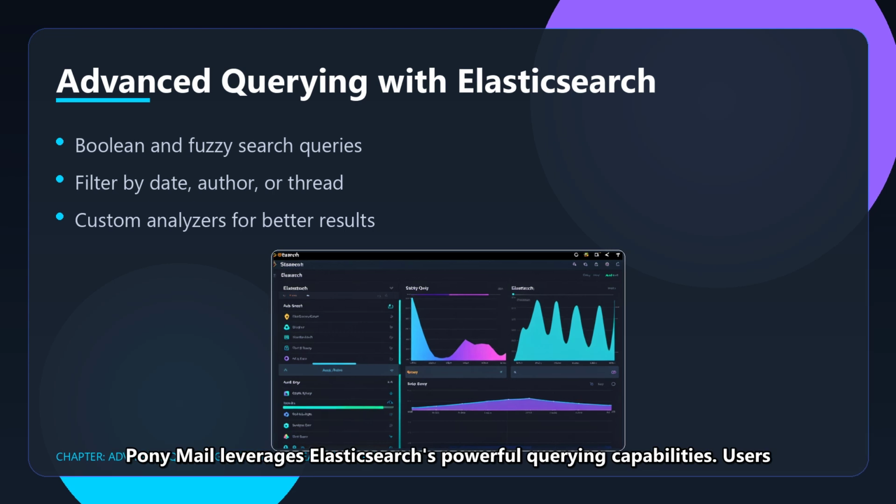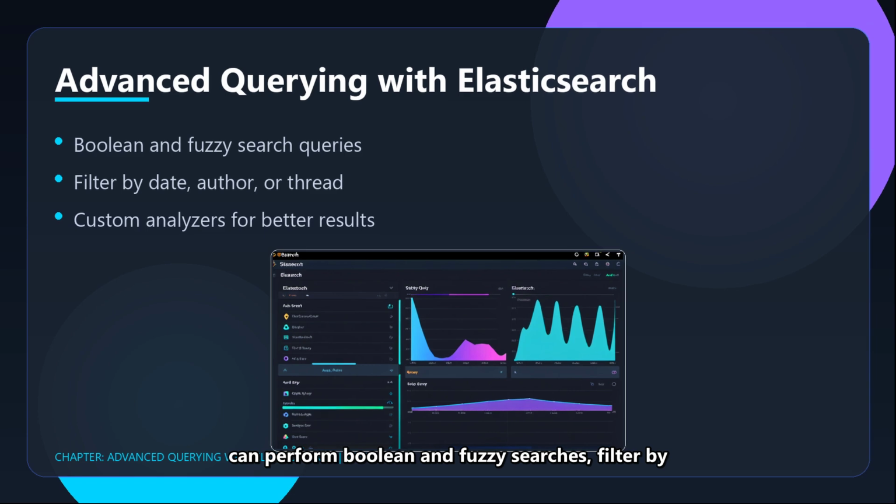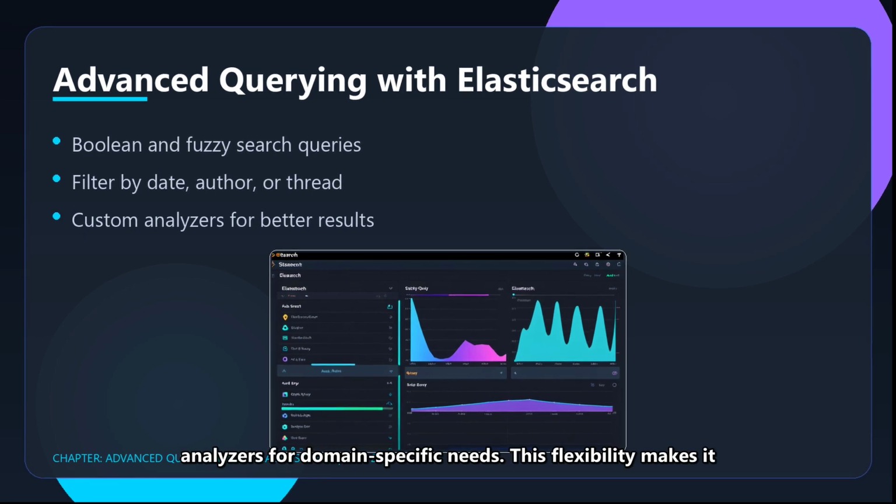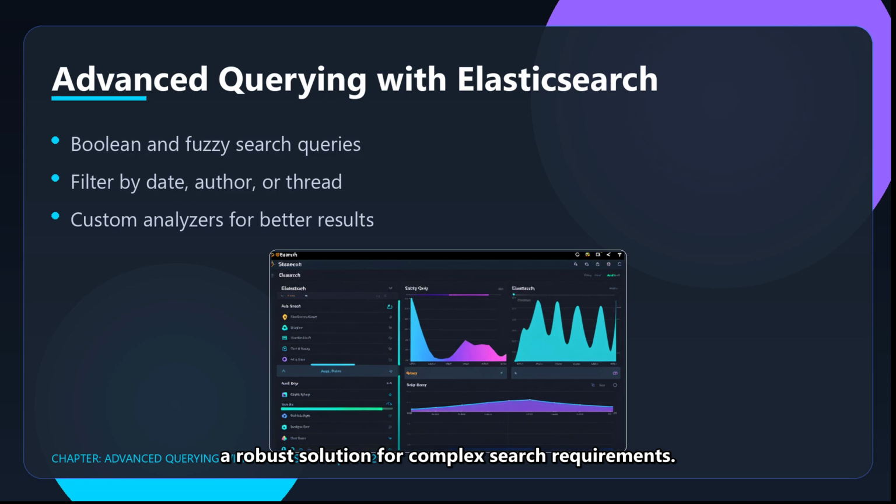Pony Mail leverages Elasticsearch's powerful querying capabilities. Users can perform Boolean and fuzzy searches, filter by date, author, or thread, and even define custom analyzers for domain-specific needs. This flexibility makes it a robust solution for complex search requirements.